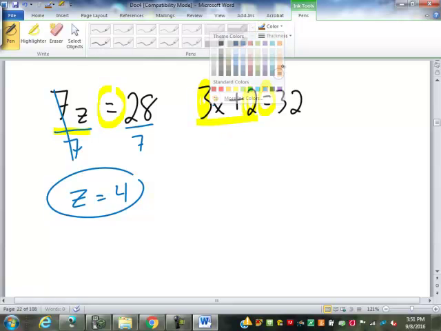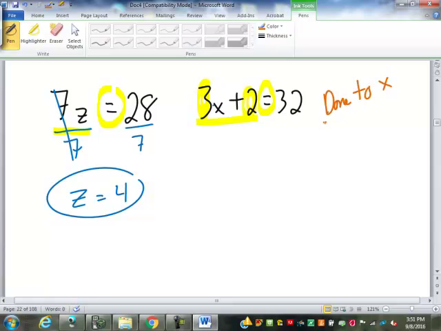Addition. It was added. So now I have to ask myself, when this was built, what was done to my variable? What was done to x? Well, it was multiplied by 3 and 2 was added to it. Order of operations says we do what first? Do we multiply first or do we add? We multiply. So when this was built, x had to be multiplied by the 3 first, and then the 2 was added to it.